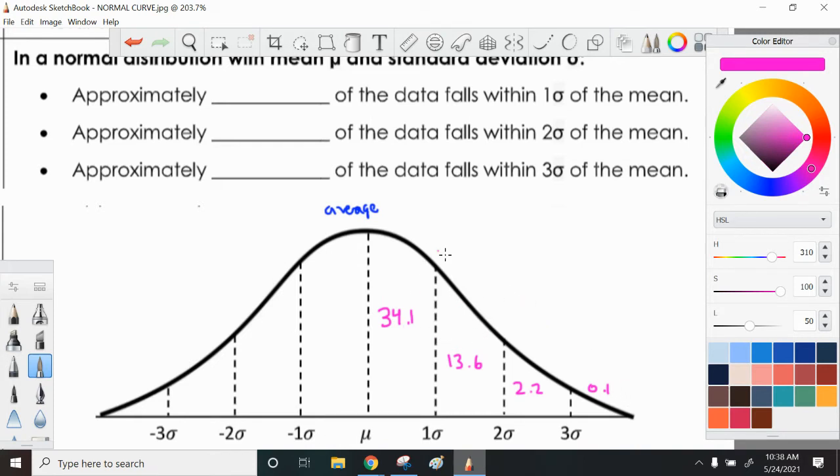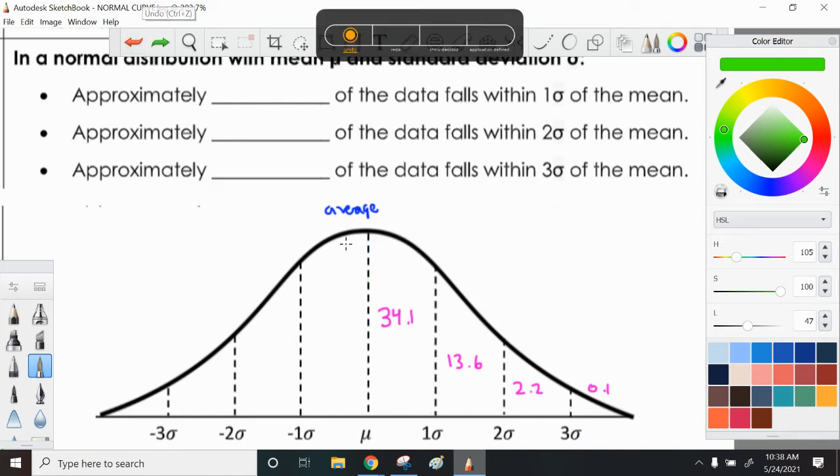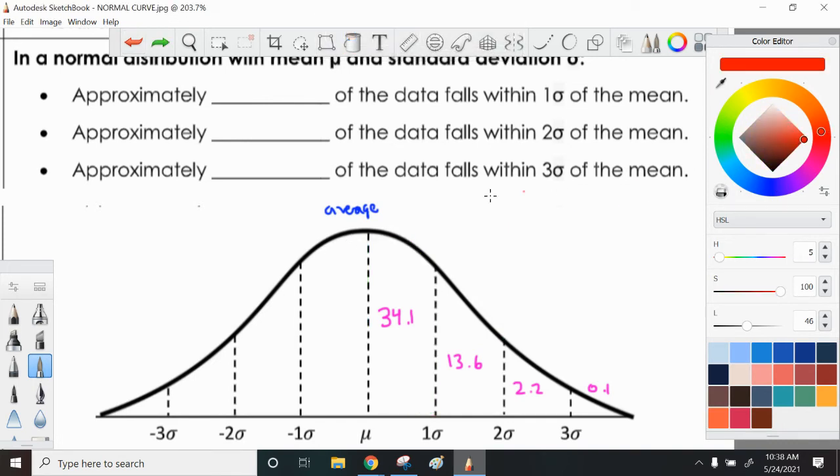Now, what does that mean? What that means is the calculator program is able to split it up so that 34% of the people are going to be in this category here. And obviously, the further we get from the middle, the less popular it will be, because the farther we get from the average. Now, it's symmetrical, so same exact thing on the other side. 34.1, 13.6, 2.2, 0.1.